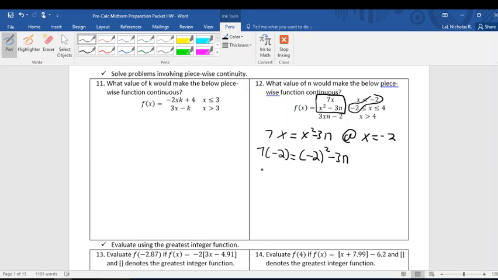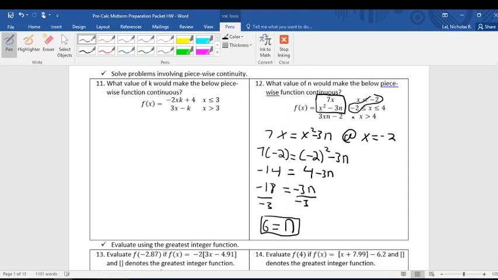So that means negative 14 must equal negative 2 squared is 4. Negative 2 times negative 2 is positive 4. 4 minus 3n. Lastly, we must subtract 4 from each side. Negative 18 will be equal to negative 3n. Divide each side by negative 3. Negative 18 divided by negative 3 is equal to 6. And 6 is equal to, the 3's cancel out, n. All right, so n is equal to 6. That should be our correct answer.